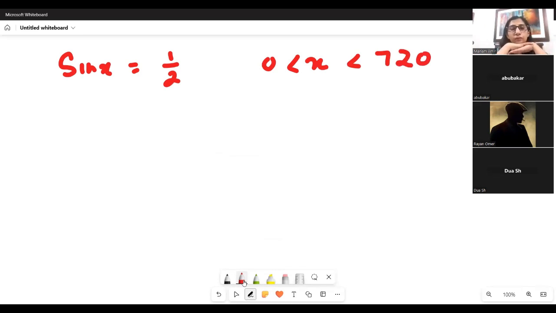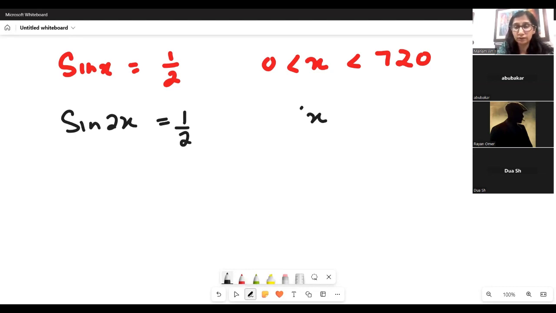There we first found the absolute angle, then we sketched the absolute angle in two of the four quadrants, and then we would get our two answers. Then we would keep adding or subtracting 360 degrees to that answer till we got all our answers within the given domain 0 to 720. Today we'll go one step beyond this and solve questions like this. Instead of sine x, now it is sine 2x equals half.